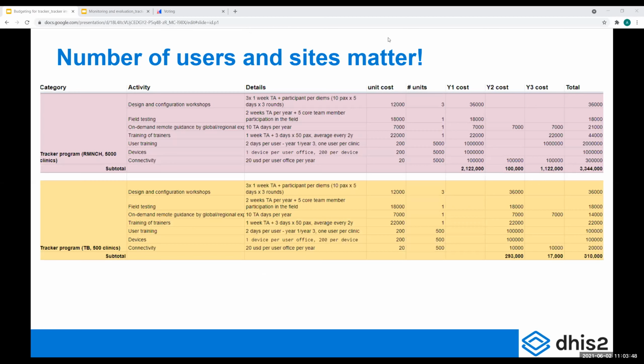There's one question here in the chat from Botswana. Are there any possibilities of hosting a tracker program on the cloud? If yes, what are the cost implications as compared to the on-premises server hosting? So yes, you can host it in the cloud.